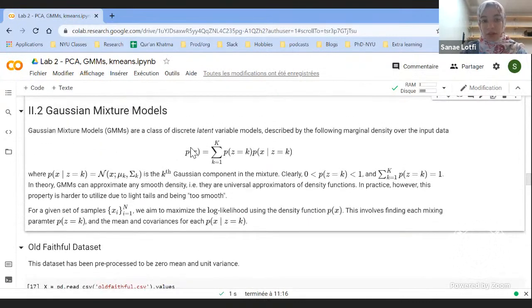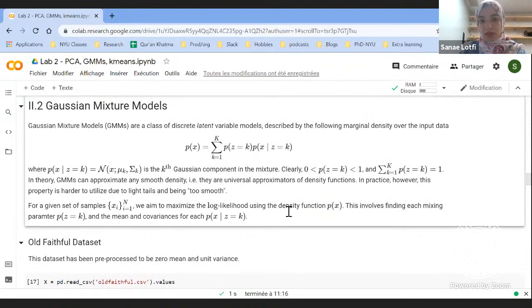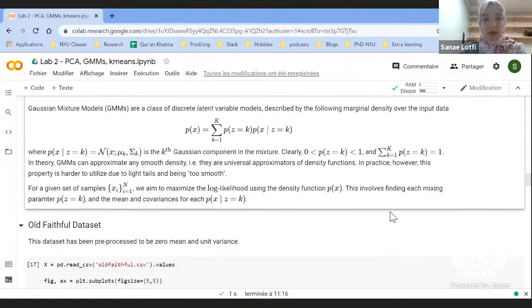And we move now to the Gaussian mixture models. Gaussian mixture models are a class of discrete latent variable models, and we describe it by writing the following marginal density expression. We introduce these latent variables, Z, that can give us an idea about the conditional probability of X with respect to the value that this latent variable takes. The conditional probability here is considered to be a Gaussian probability, and the K-th component in the mixture is a Gaussian component as well.